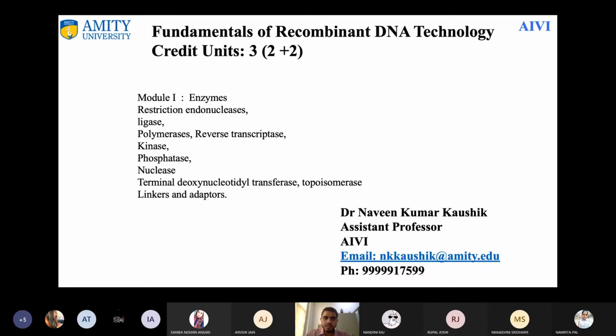The module that we are going to start with is module number 1, that is, enzymes. What are the different enzymes involved in recombinant DNA technology, we are going to deal with in this module. I am naming the enzymes that we are going to study: restriction endonuclease, ligase, polymerase, reverse transcriptase, kinase, phosphatase, nuclease, terminal deoxynucleotidyl transferase, topoisomerase, linkers, and adapters. So these are the contents of your module number 1.